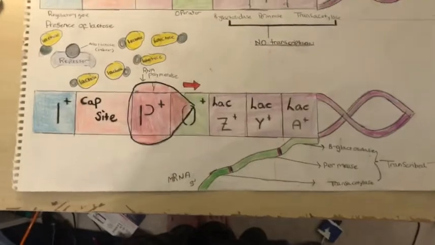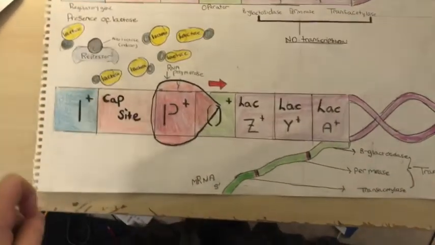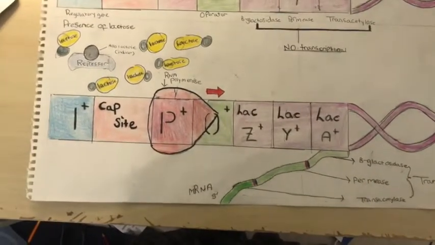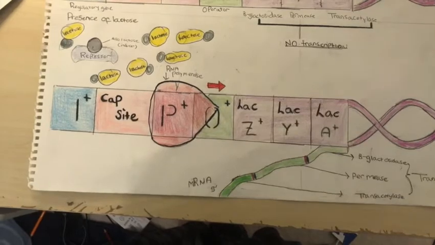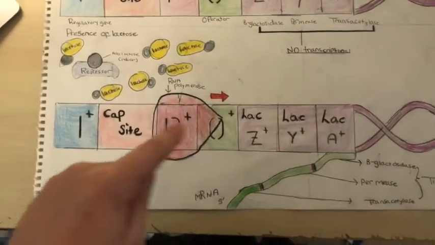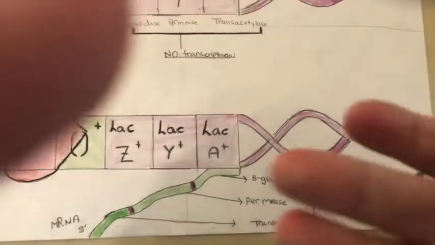Now, in the presence of lactose, as seen here with all these disaccharides, an inducer binds to the repressor, causing an allosteric change, enabling it to unbind from the operator. This allows RNA polymerase to bind to the promoter and begin transcription of our structural genes. As seen here, they transcribe.